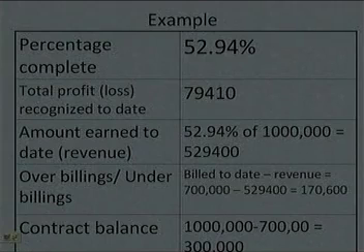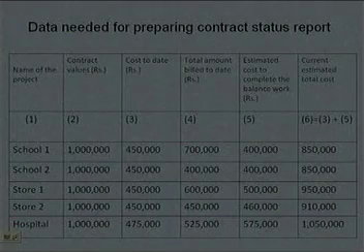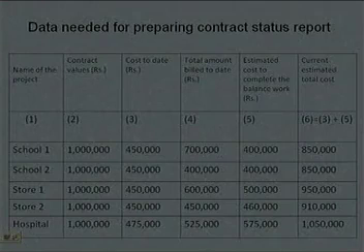Now, you can follow a similar process to work out this particular example. In this example, I have taken 5 projects which are under execution by a contracting firm. For each project, I will read out the contract value and the cost to date, as well as the total amount billed to date and the estimated cost to complete the balance work, and finally, you can calculate the current estimated total cost. So, as far as the problem is concerned, you are given the information up to column 5.